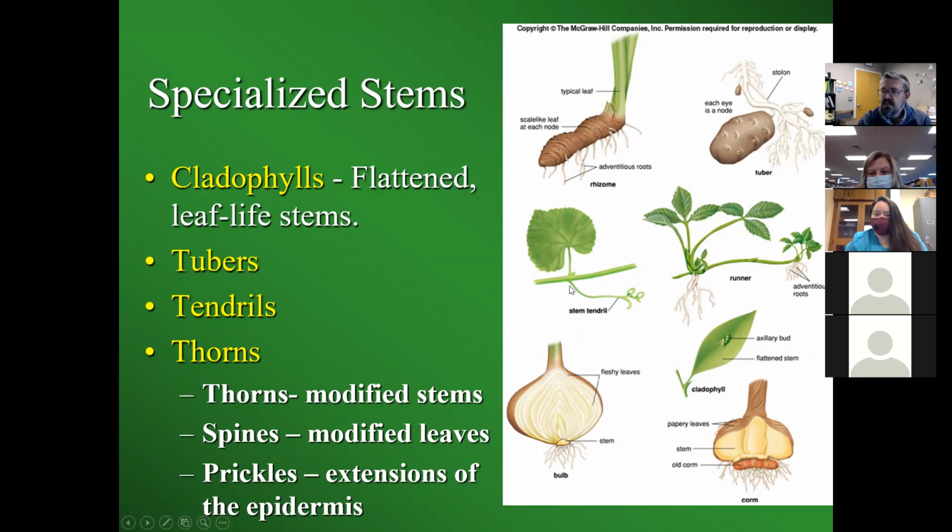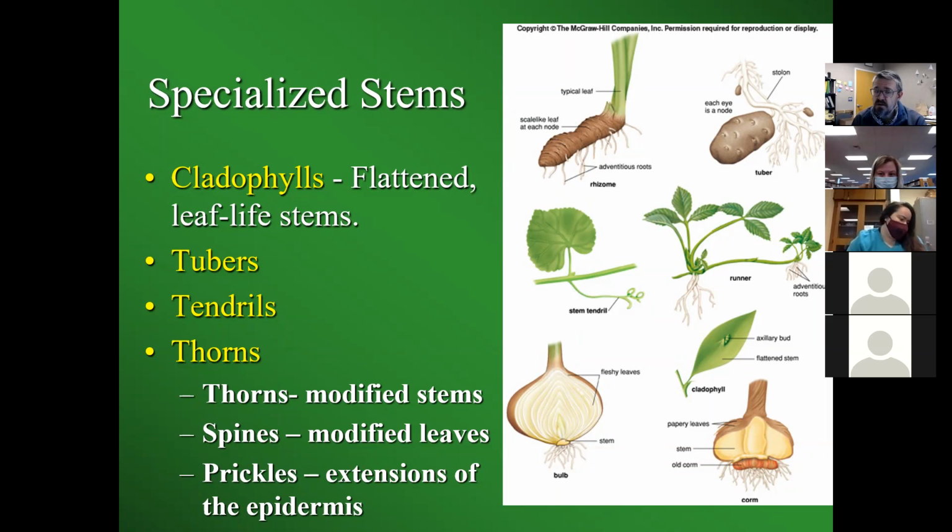Tendrils, you might find on your pea plants or on a grapevine, are actually modified stems. Sometimes they can be modified leaves, depends. How do you know the difference? Well, if the tendril has an axillary bud, then it is a leaf. If that tendril comes from where the axillary bud is, in the axil of where a leaf was or is, then it's a modified stem. Do y'all see the difference there? It all depends on how it's being produced.